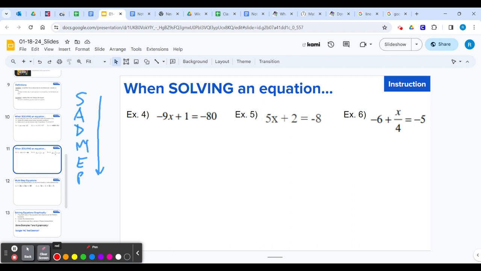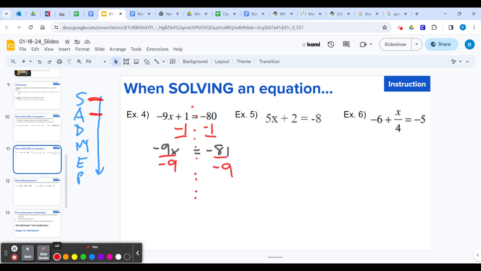If we look at this negative 9x plus 1 equals negative 80, we have two things happening. We're adding 1 to it, and we're multiplying by negative 9. We want to start with this addition/subtraction first because they come into our equation first in that reverse order of operations. So we subtract 1 from both sides, and we'll get negative 9x equals negative 81.